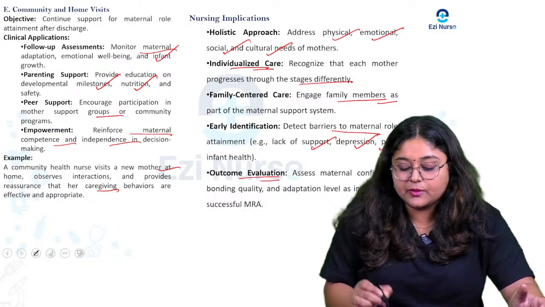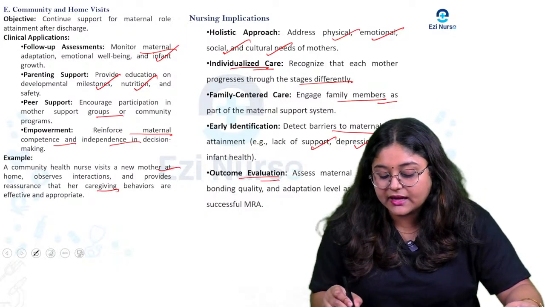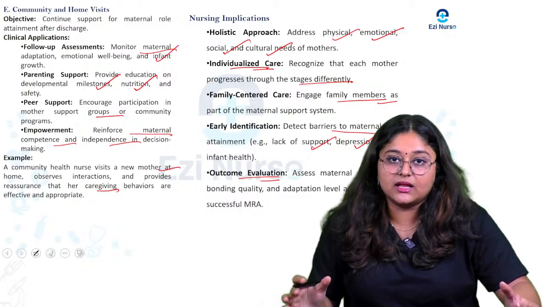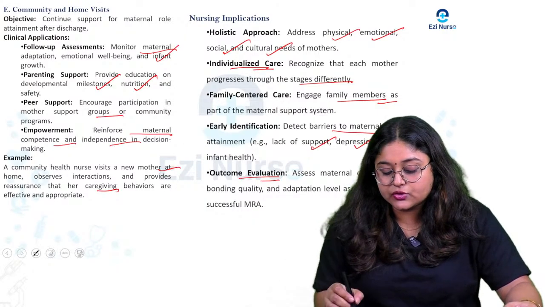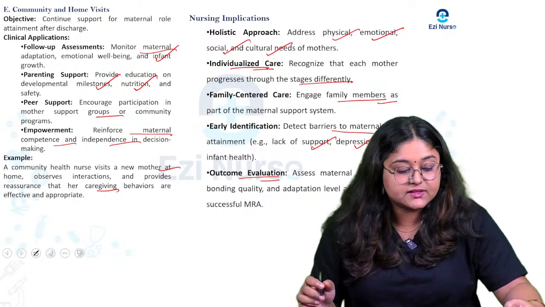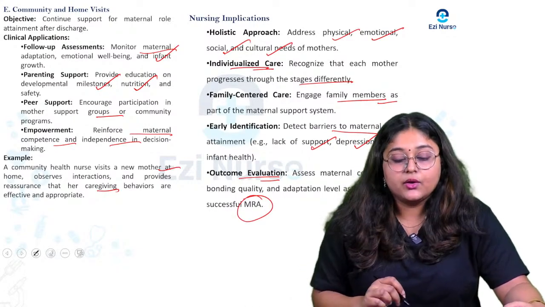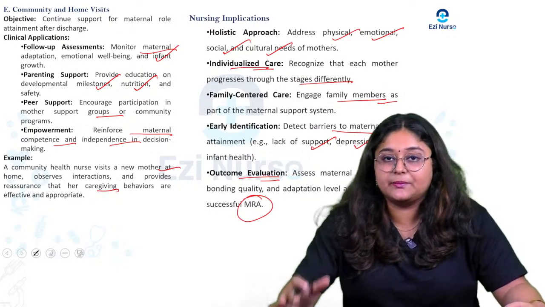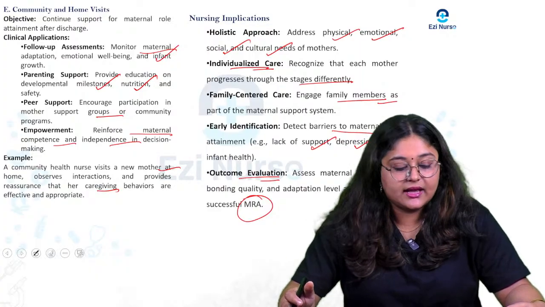Next is outcome evaluation. We have to assess maternal confidence, bonding quality, and adaptation level, which we expect to increase, as the indicators of successful MRA. Okay, so these are all the nursing implications of the maternal role attainment theory.